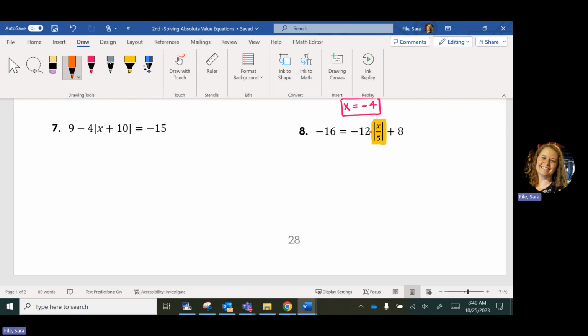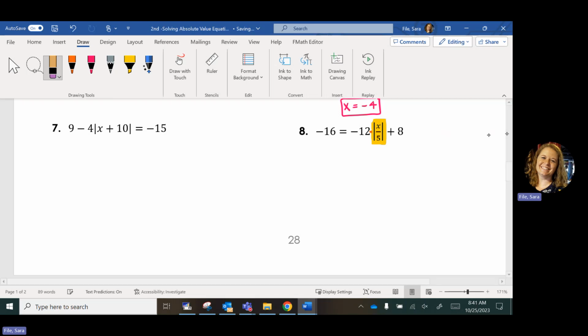Think about it, if it was not a fraction or an absolute value. If I had -12x plus 8 equals -16, what would I move away from the x first? Yeah, I always move the constant first. Okay, so the constant has to be moved first.